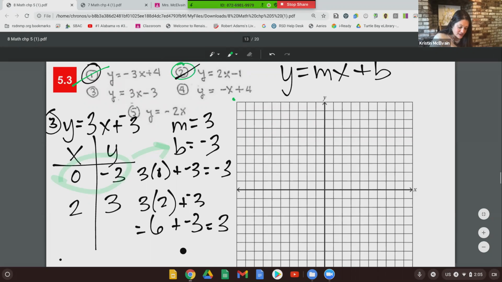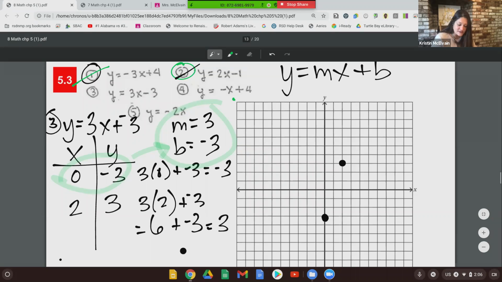Okay, so 0, negative 3 is my y-intercept. Oh, that's pretty good. It's not centered. That's pretty good. All right, and then 2, 3. It's good. All right, so now let's check it with our slope and y-intercept. Our y-intercept we already know matches. Now let's do our slope.